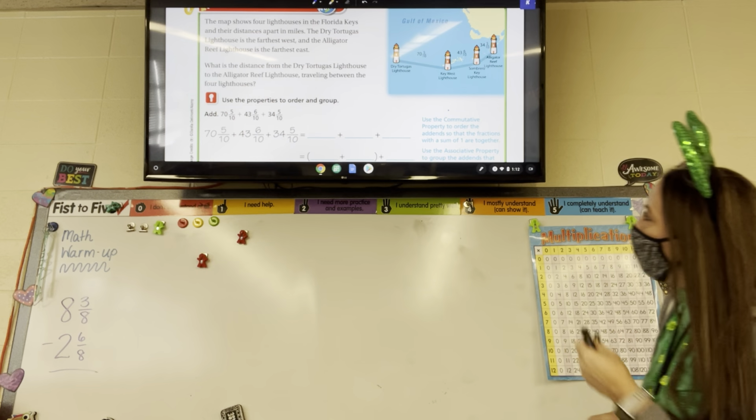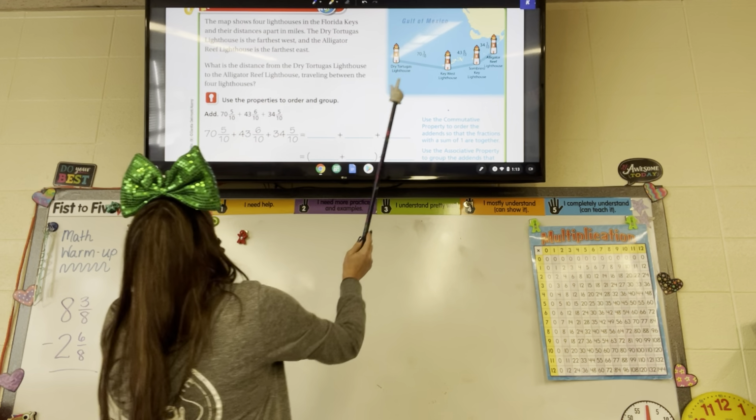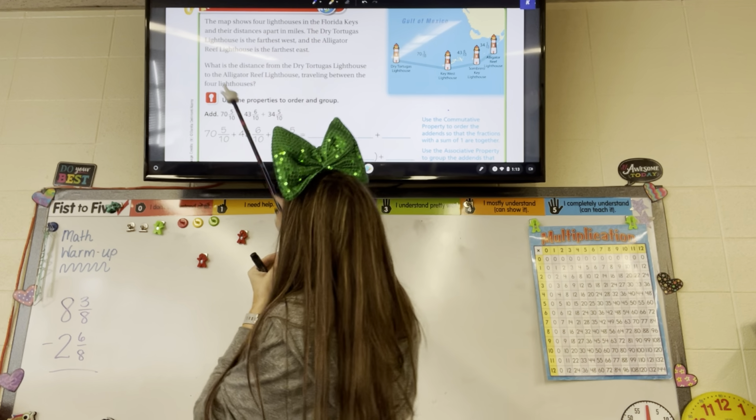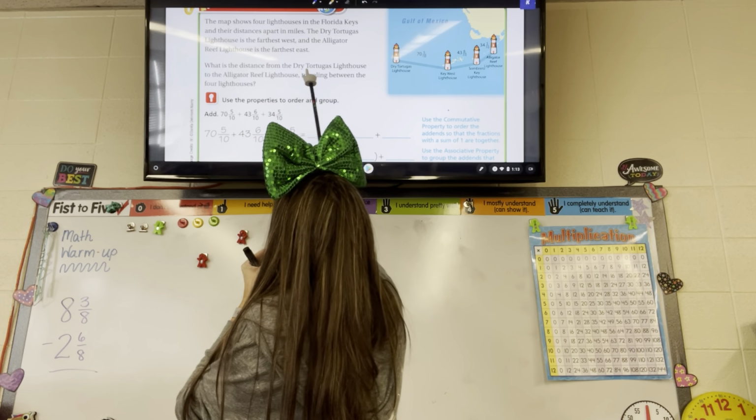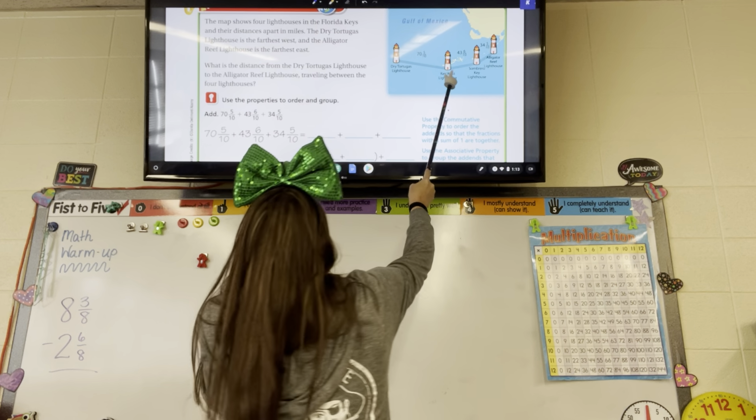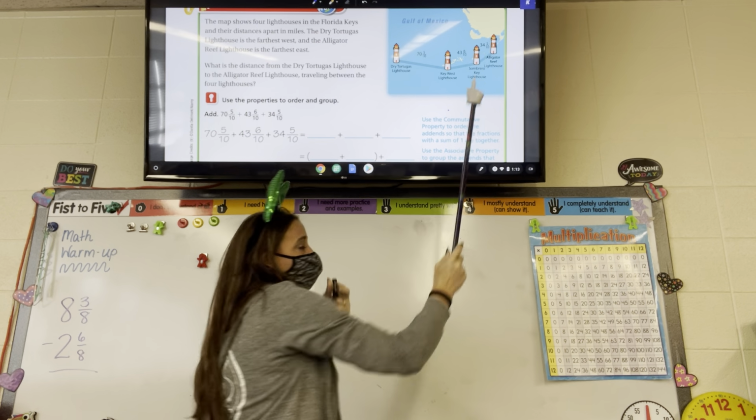The map shows 4 lighthouses in the Florida Keys and their distances apart in miles. The Dry Tortugas Lighthouse, everybody say that, Dry Tortugas. The Dry Tortugas Lighthouse is the farthest west, and the Alligator Reef Lighthouse is the farthest east. They want us to figure out the distance from the Dry Tortugas Lighthouse to the Alligator Reef Lighthouse traveling between all 4. So first we know the distance from Dry Tortugas to Key West, and from Key West to Sombrero Key, and from Sombrero Key to Alligator Reef.